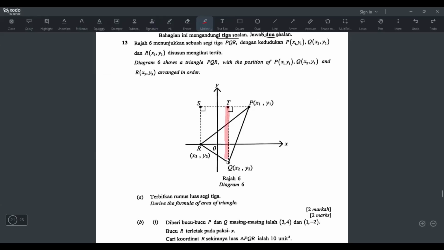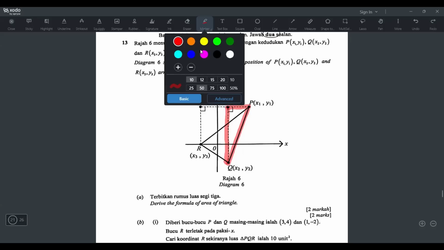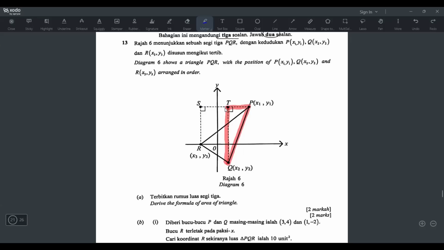You find the area of this right angle triangle first, using the formula 1 over 2 times base times height. Of course the base and height should be perpendicular to each other, so the base and height will be this line here and this line here. It must be these two lines. And then plus the area of the trapezium, this trapezium right here.